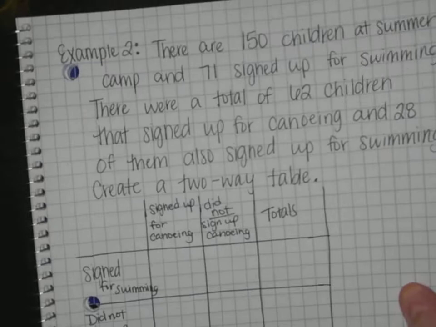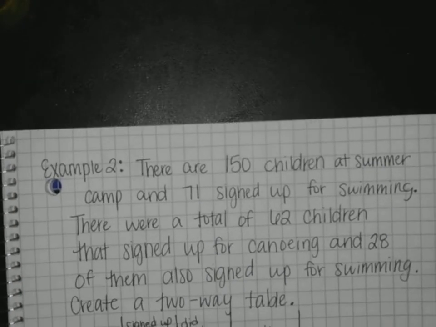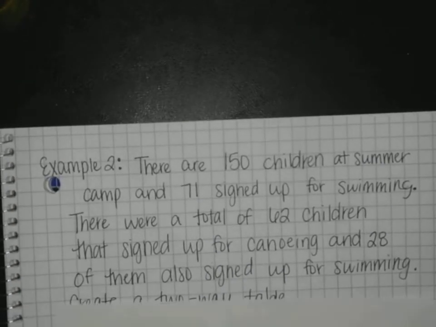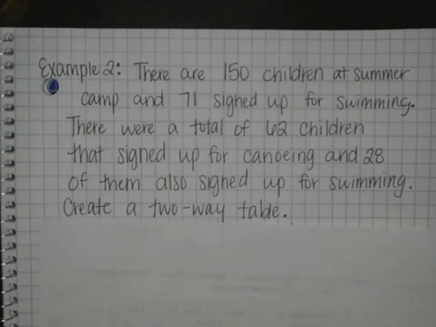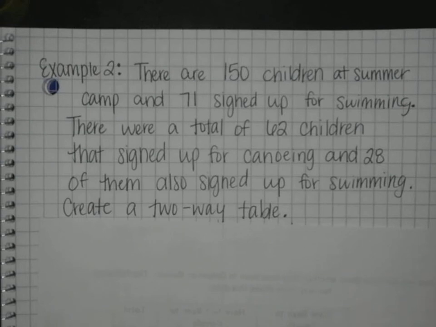Okay, so now this next one, and I don't actually want you to see the way I set this one up. Example 2. There are 150 children at summer camp and 71 signed up for swimming. There were a total of 62 children that signed up for canoeing and 28 of them also signed up for swimming. Create a two-way table.